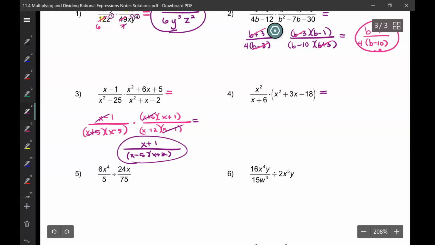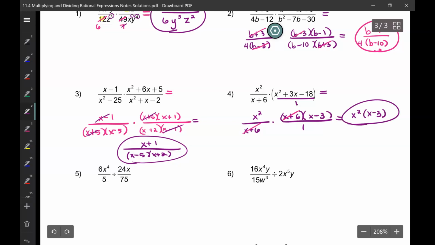Now with number 4, it looks a little different. I notice that the second expression doesn't have a denominator, so we're going to treat that as a fraction over 1. So I have x squared over x plus 6 times, put that over 1. I'm going to factor this, so it's going to be x plus 6, x minus 3. I'm going to be able to cancel the x plus 6's. And what do I have left? Well, I have x squared times x minus 3, and it's over 1, so I'm just going to leave it like that.